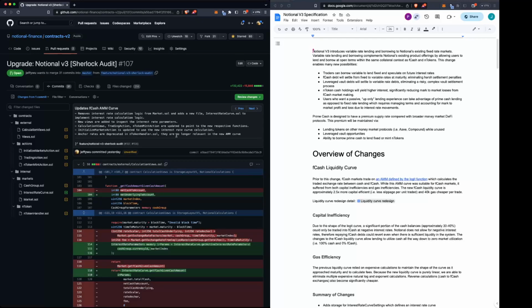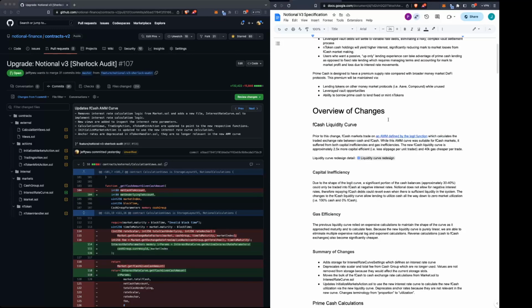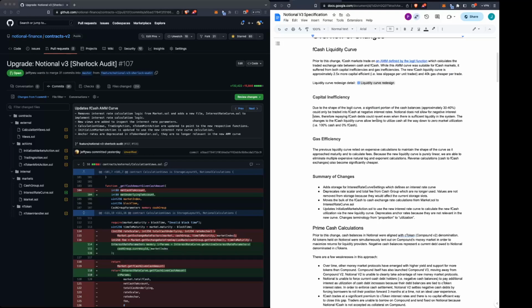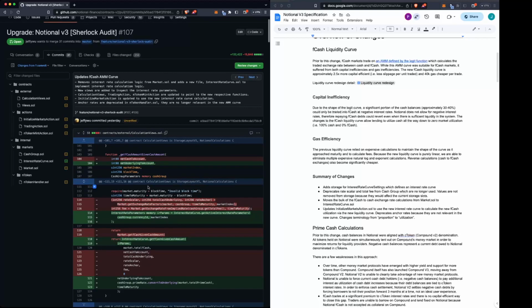Okay, so this commit is going to be the first of where we start to actually get into the changes in Notional V3. The first big change in Notional V3 is a change to the Fcash AMM curve. In the Notional V3 specification, which is linked in the Sherlock README, there's a description of the new liquidity curve and a more in-depth discussion of the design decisions in it and some of the benefits. So I won't rehash all this, but I'll give you a quick overview of what's actually happening here.